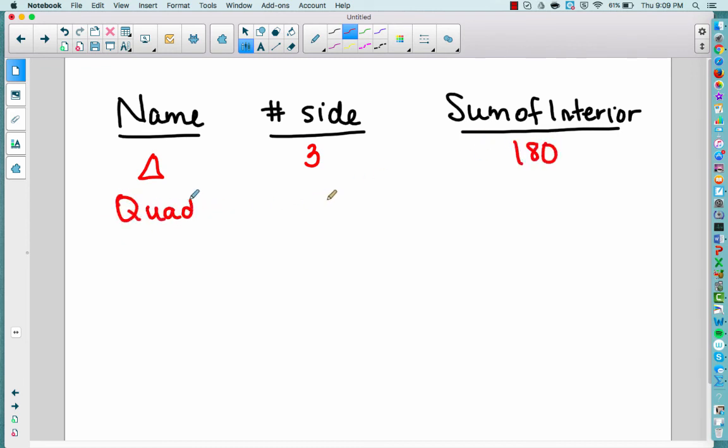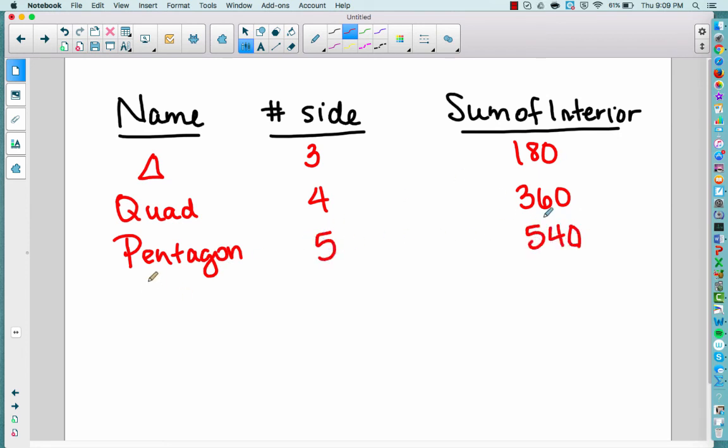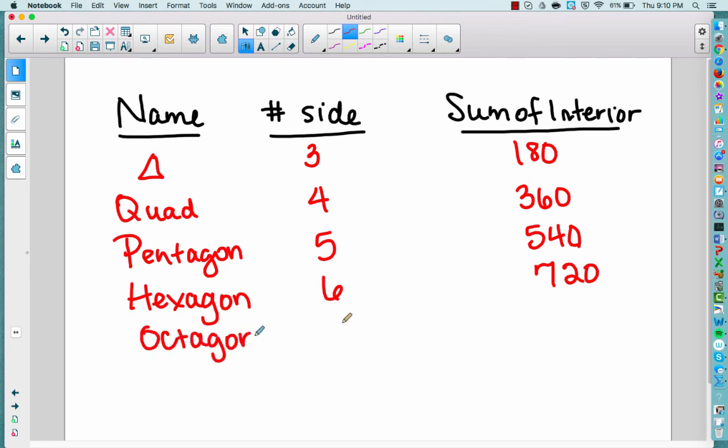Quadrilateral. Quadrilateral has 4 sides. Quad means 4. The sum of the interior angles was 360. All right, pentagon. 5 sides, 540 degrees is the sum of the interior angles. All right, hexagon. 6 sides, and the sum of the interior angles is 720. And octagon has 8 sides, and the sum of the interior angles is 1080.